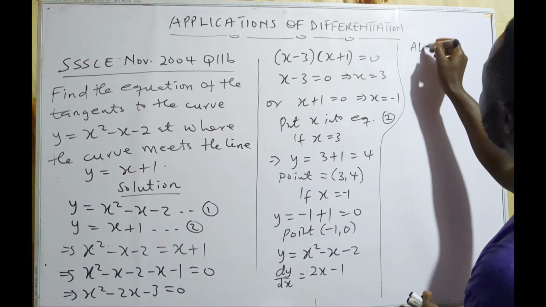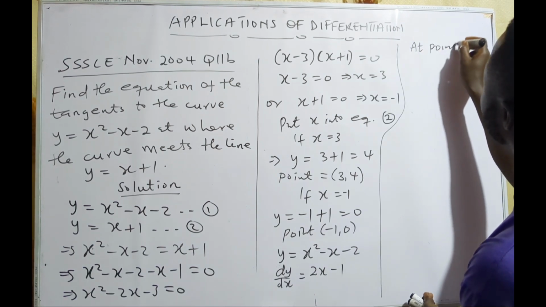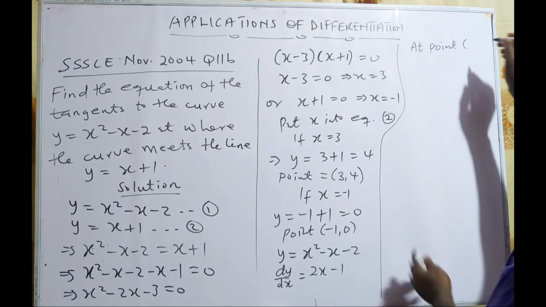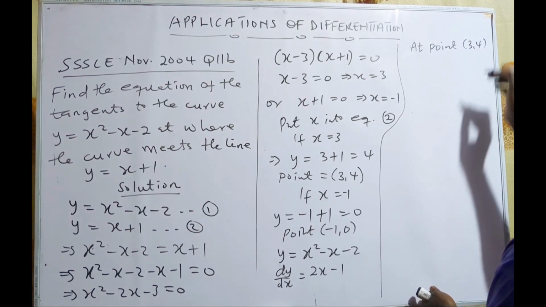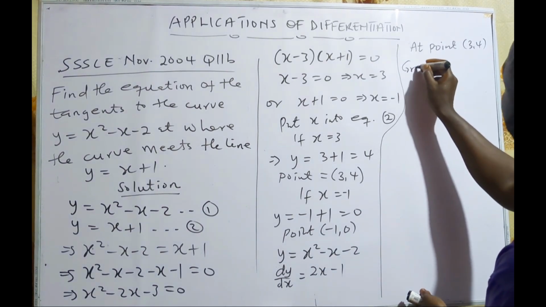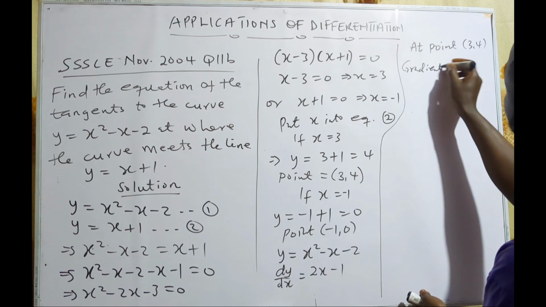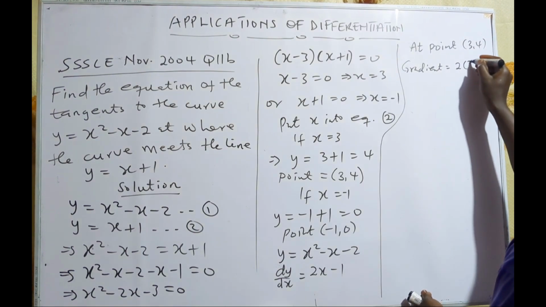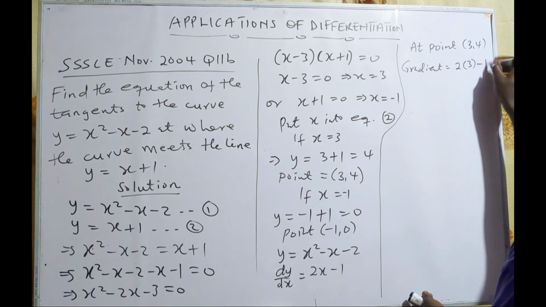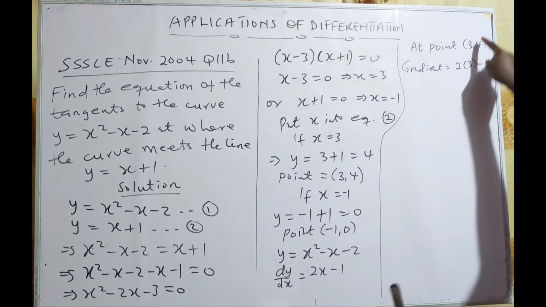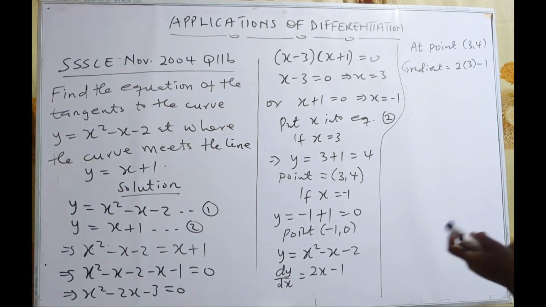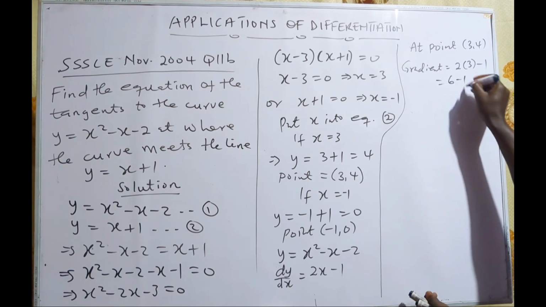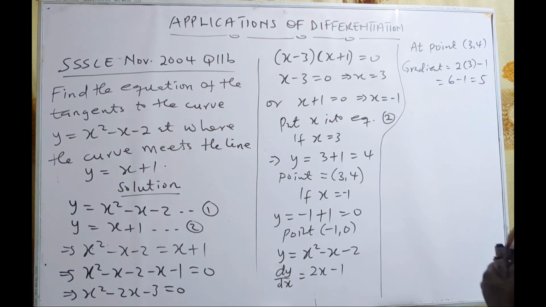So when you want to find the equation, you say that at point (3, 4), what will be my gradient? My gradient will be equal to 2 times 3 minus 1. It is 2x minus 1. So what is the x? 3. Okay. And what is 2 times 3? 6. That is 6 minus 1. That will give me 5.